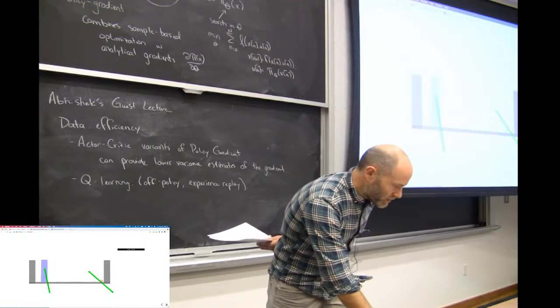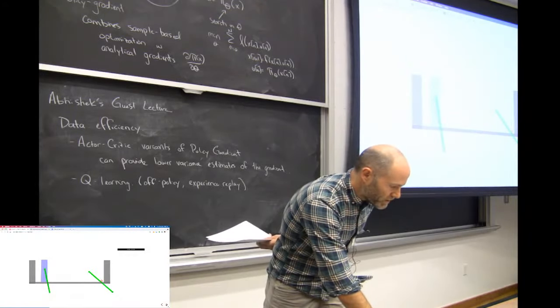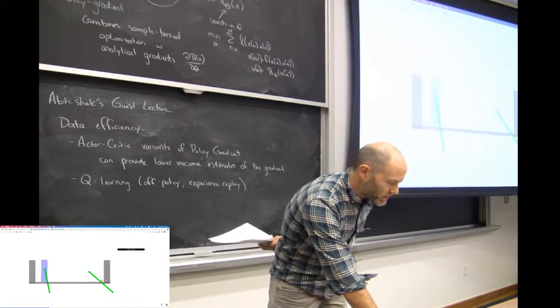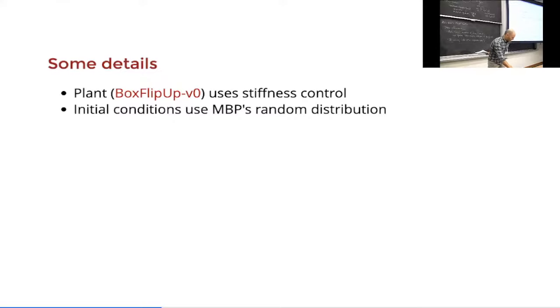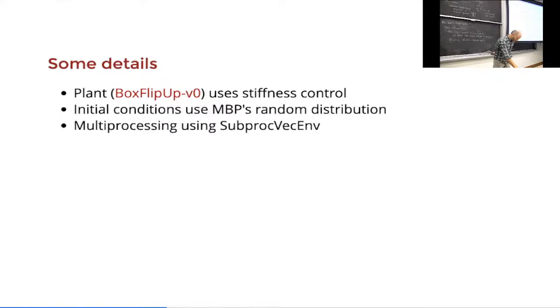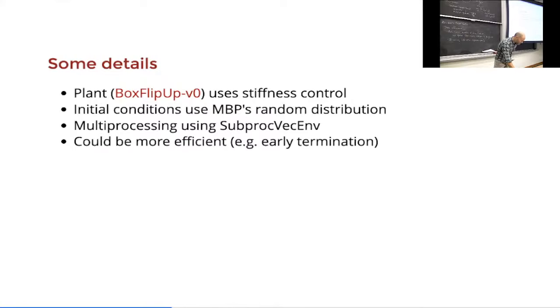This code is all, I'm trying to make it run better in notebooks, but otherwise it's going to be pushed. Okay, so yeah, it used the stiffness control. You'll see if you look at the code that we do have some mechanisms inside MultibodyPlant to set random distributions so that it is easy to do. It's doing multiprocessing using subprocesses.